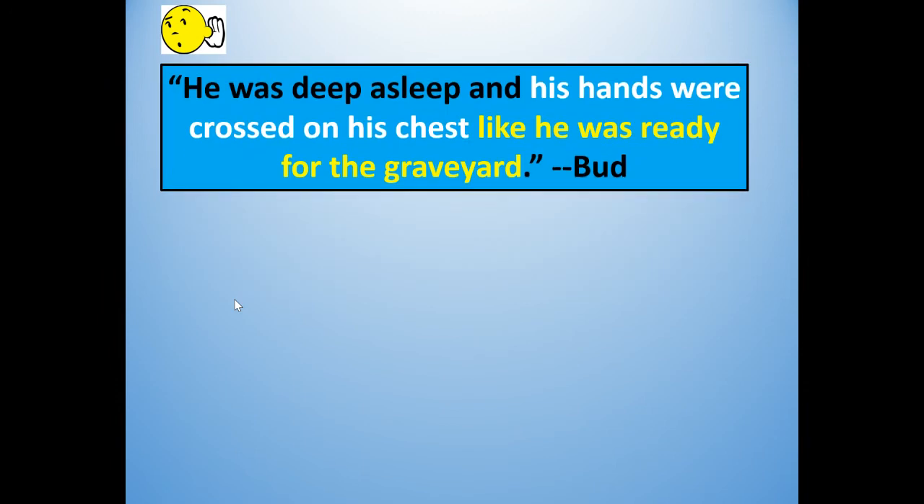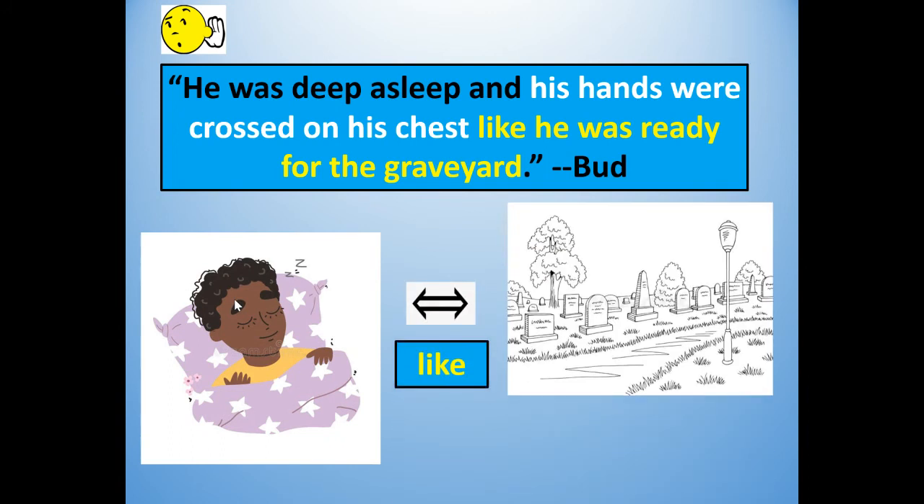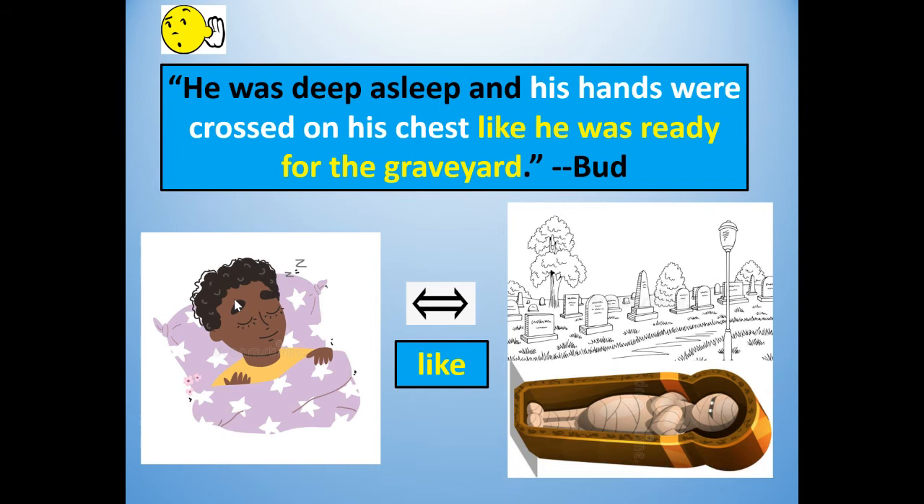Again, listen to this slide. He was deep asleep and his hands were crossed on his chest, like he was ready for the graveyard. So Bud is talking about Todd. And there's that word like, so it's a simile. So here's Todd sleeping, and Bud compared him to a person who has their arms crossed like this mummy, like he was ready for the graveyard.